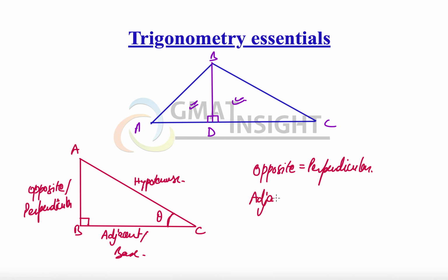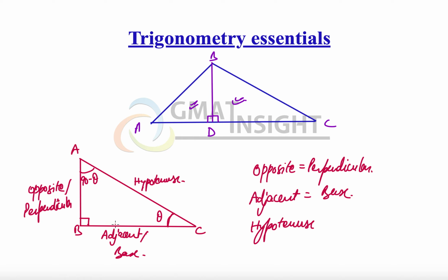Adjacent is the same as the base, which is the side adjacent to the angle, and hypotenuse in the right triangle is the longest side, connecting the end of opposite with the end of adjacent. So this is how the basic terminology is used, and if this is theta, this angle we can say is 90 minus theta. If a trigonometrical relationship is defined based on this 90 minus theta, then the side opposite to this angle will become the opposite or the perpendicular.